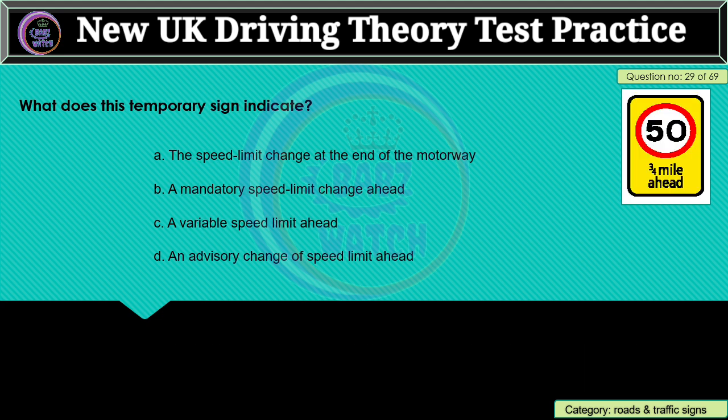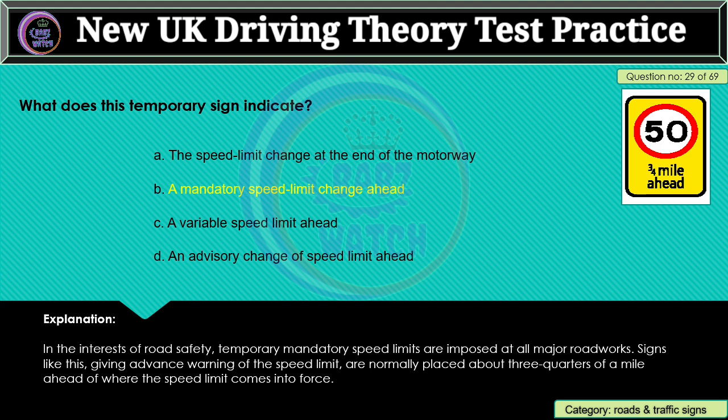Question 29 of 69. What does this temporary sign indicate? A. The speed limit change at the end of the motorway. B. A mandatory speed limit change ahead. C. A variable speed limit ahead. D. An advisory change of speed limit ahead. The correct answer is B.